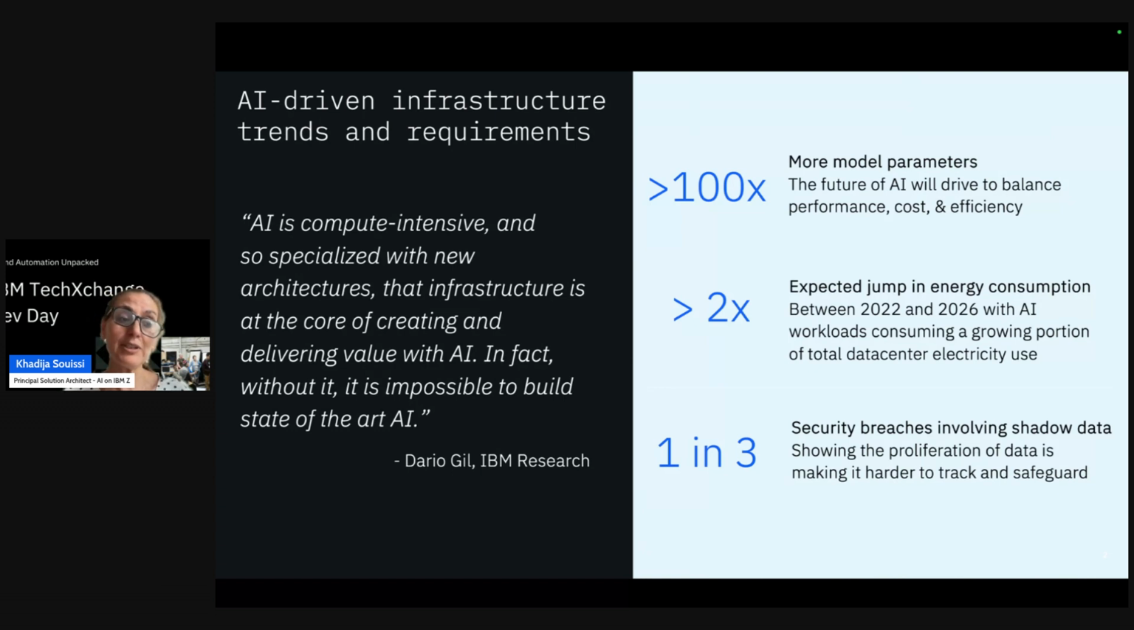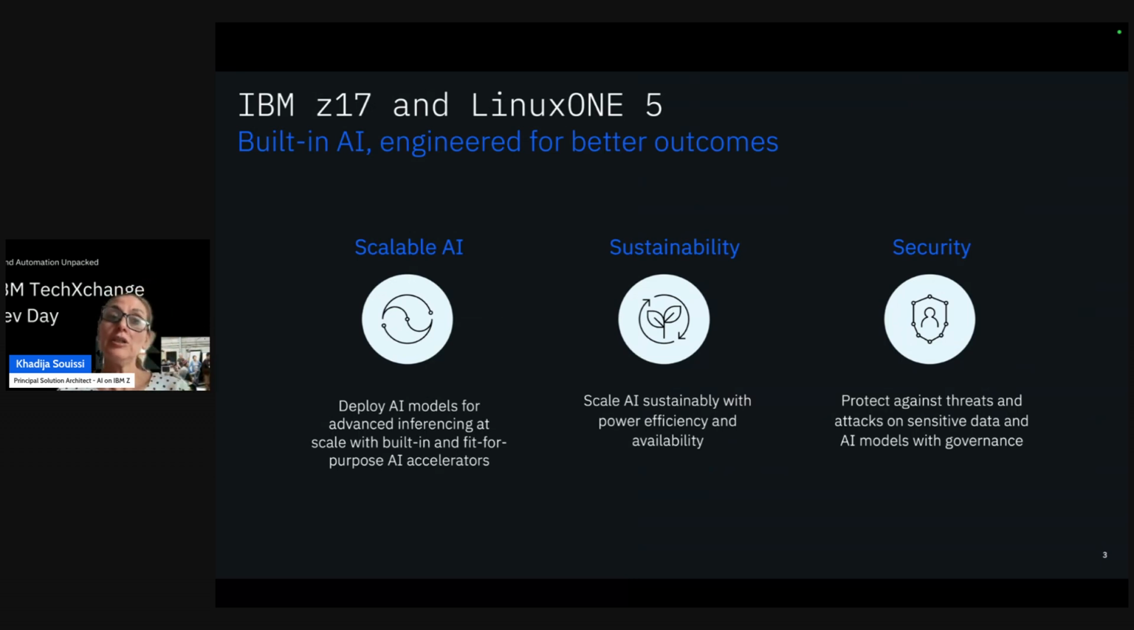When we talk about security, it's about securing the data, and it's about securing the model. There are a lot of security aspects related to AI. We even use AI in security as well. So a lot of new requirements are coming to the infrastructure in order to address the requirements of the new AI approaches.